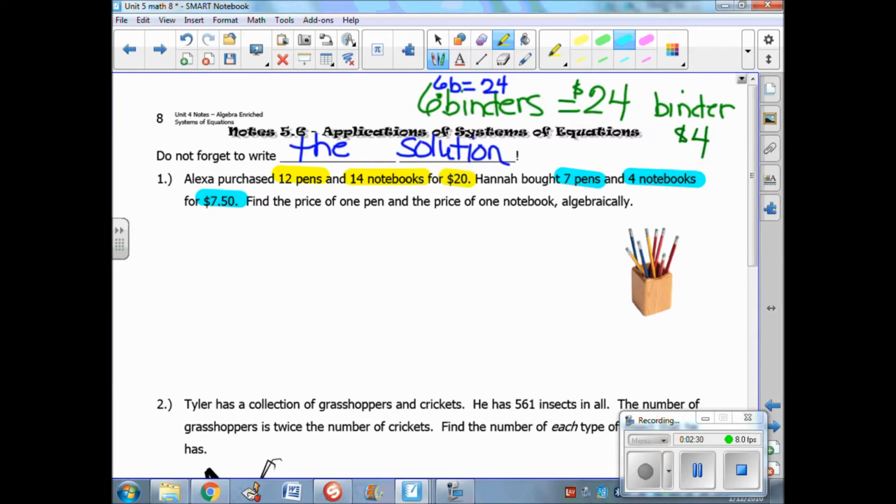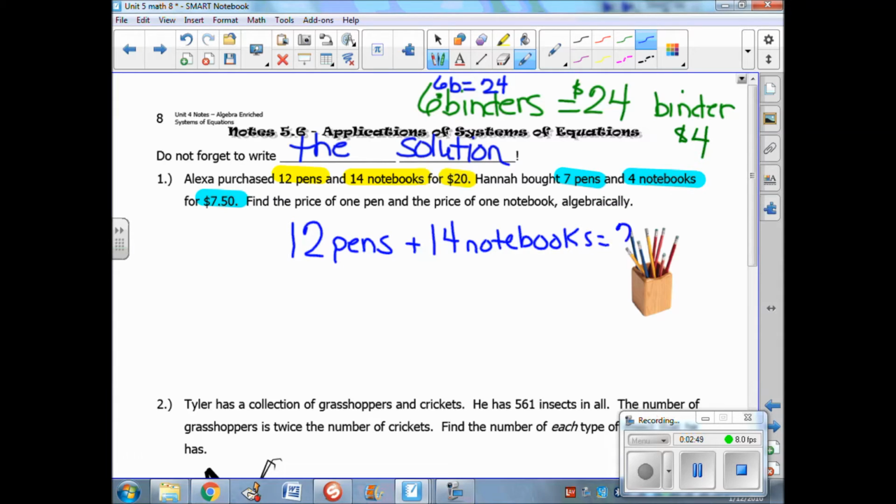Okay, so we've got a word problem. Now let's translate the English into math. The one that I highlighted in yellow, Alexa: 12 pens plus 14 notebooks equals $20. Now let's talk about Hannah: 7 pens plus 4 notebooks, and she spent $7.50.